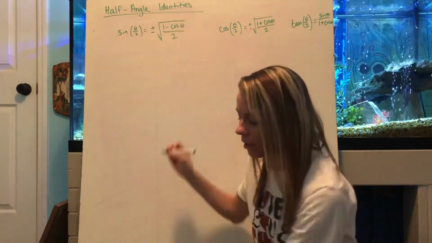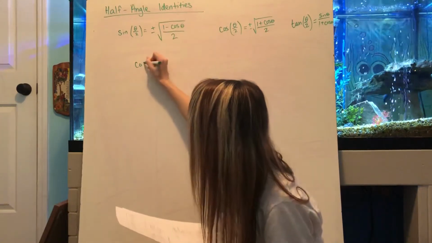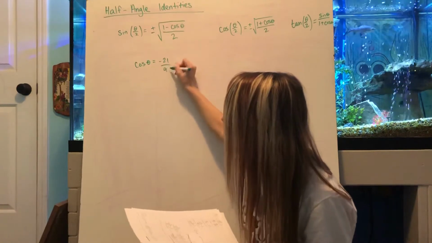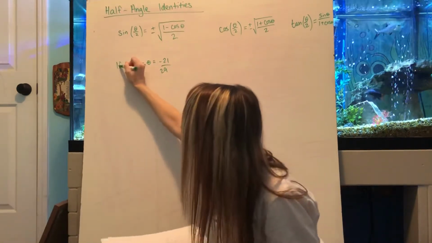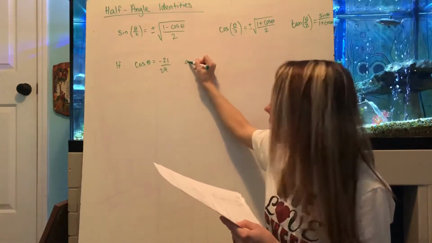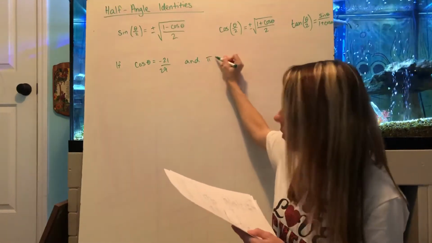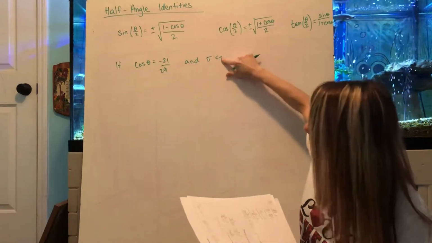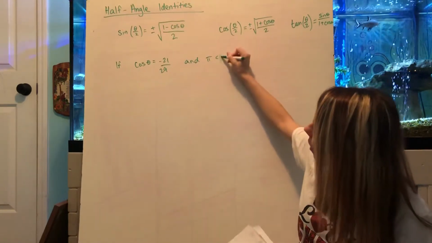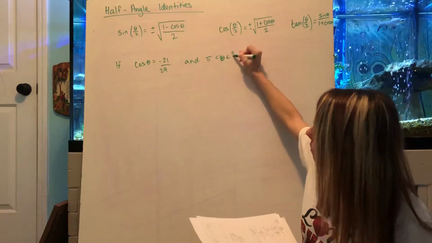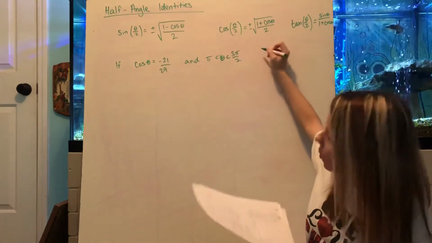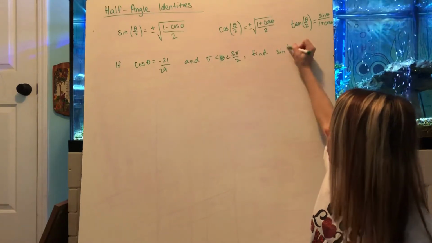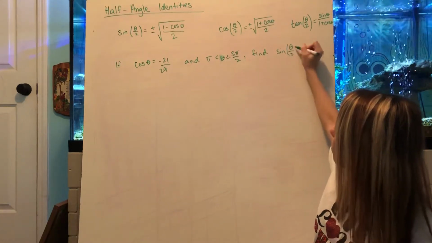Our example is, if cosine theta equals negative 21 over 29, and theta is between pi and 3 pi over 2, we need to find sine of theta over 2.